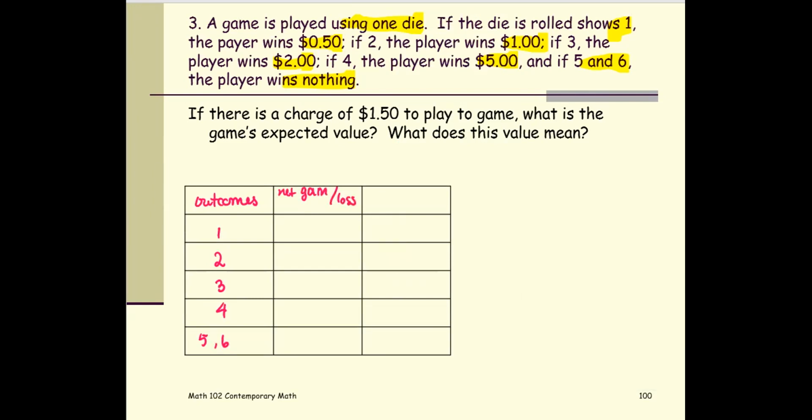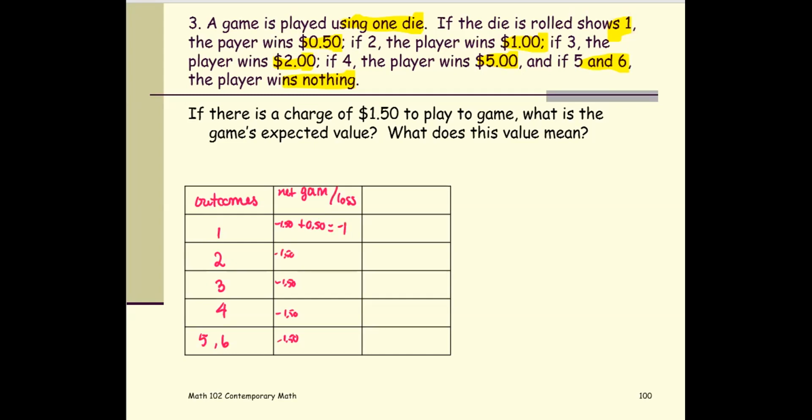The second column is about net gain or net loss. The person is charged $1.50 to play the game, so for any outcome I have to pay $1.50. To pay means subtraction, or the negative side. And if the die shows number 1, you win 50 cents, so add 0.5. The problem doesn't say you get to keep the $1.50; it looks like it's already collected. So the net gain or loss for the die showing number 1 would be -1.